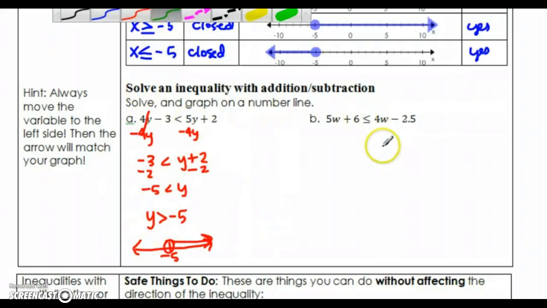All right, go ahead and try that next one on your own. Pause it, and then double check your answer when you're ready.